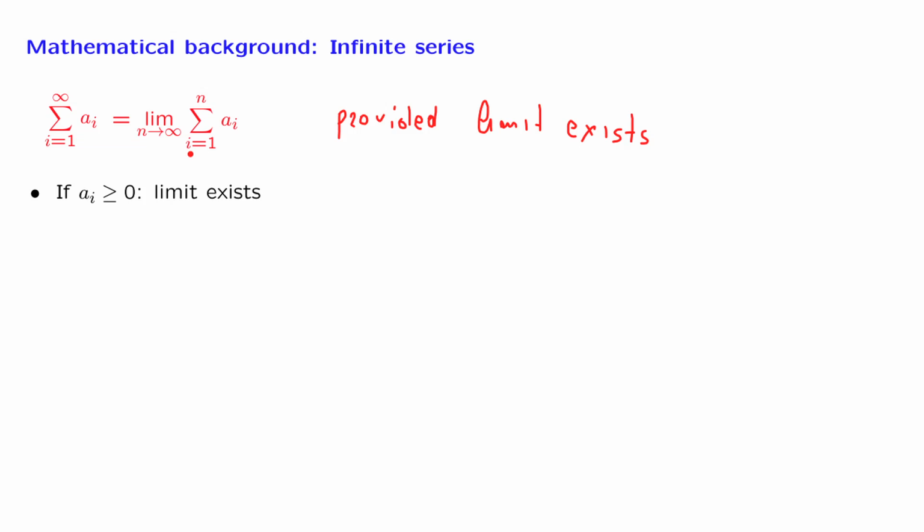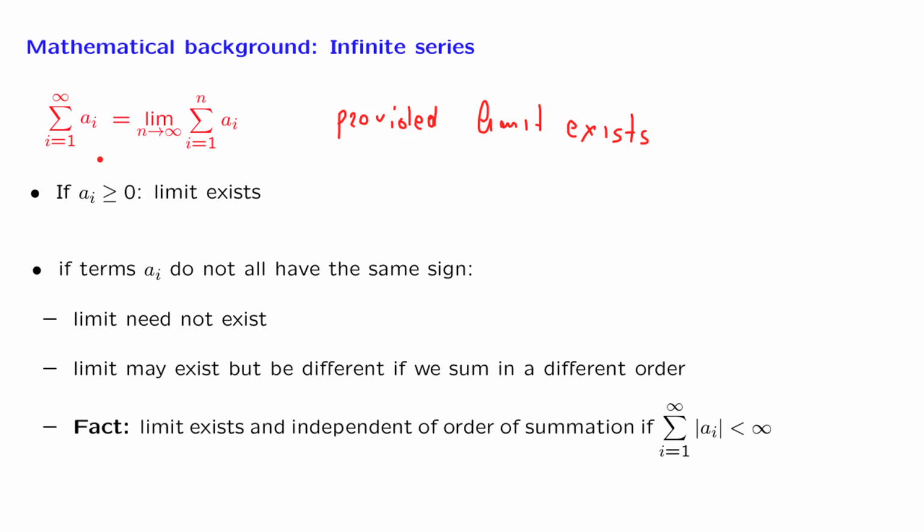The sequence of partial sums is a monotonic sequence. Now, monotonic sequences always converge either to a finite number or to infinity. In either case, this limit will exist and therefore the series is well defined. The situation is more complicated if the terms a_i can have different signs. In that case, it's possible that the limit does not exist and so the series is not well defined.